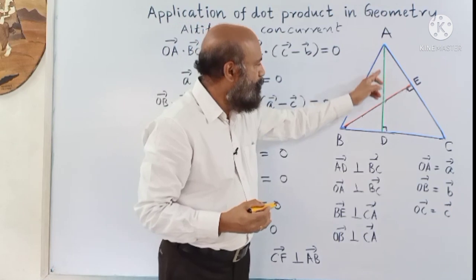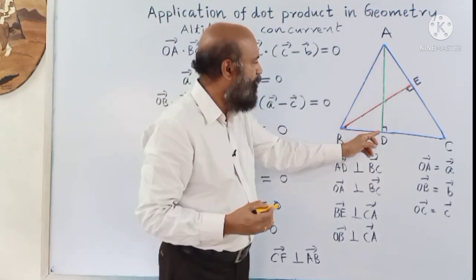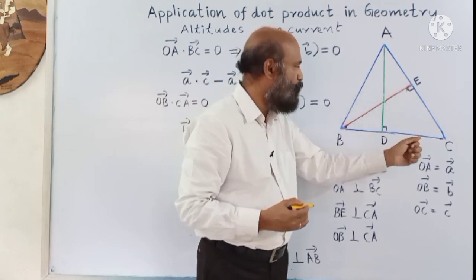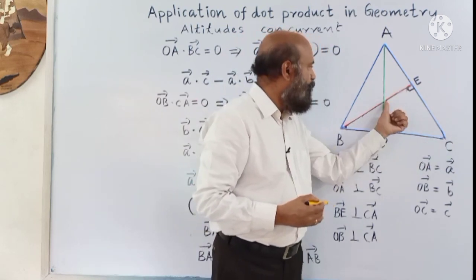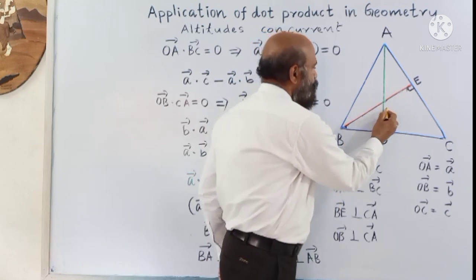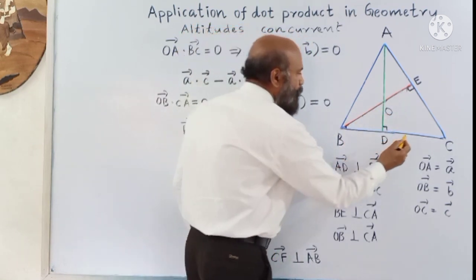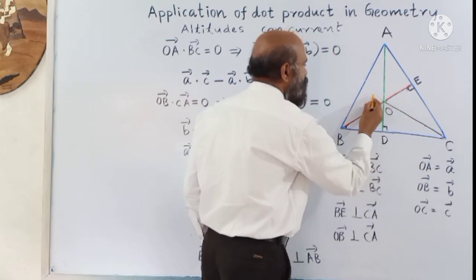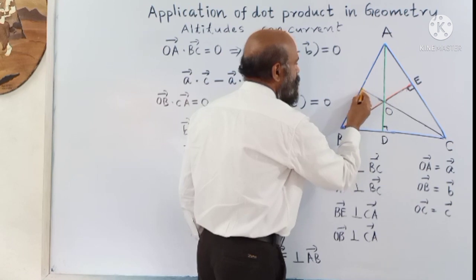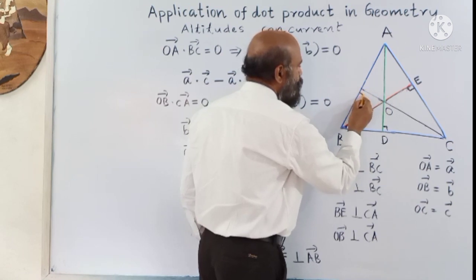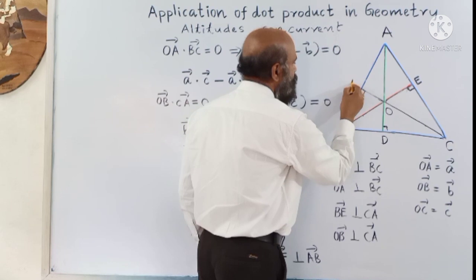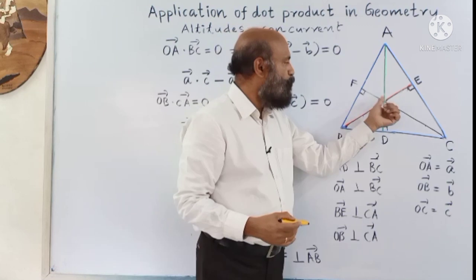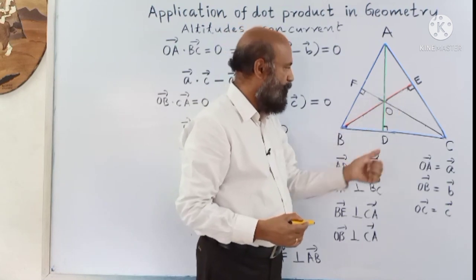First, let us consider two altitudes. AD is one altitude, BE is another altitude. Then they will meet at a point O. Then join OC and extend it. Then if we can prove CF is perpendicular to AB, then we can prove that altitudes are concurrent.